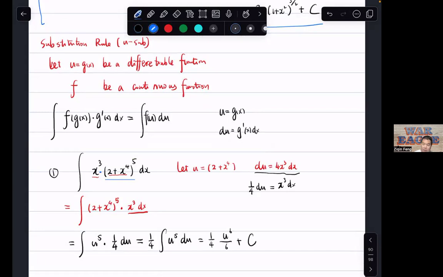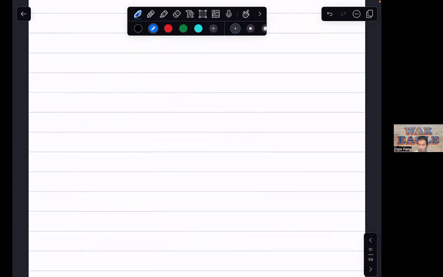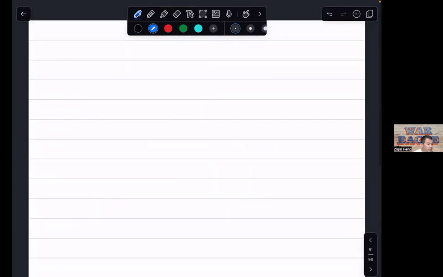The final step is always to bring the u back in. This is 1 over 24 because 4 times 6 is 24, and 2 plus x to the 4, to the power 6, plus a constant, right? This is one method. You can see that through these two examples, u is always an inner function of some composition, right? Okay, let's see one more example here.